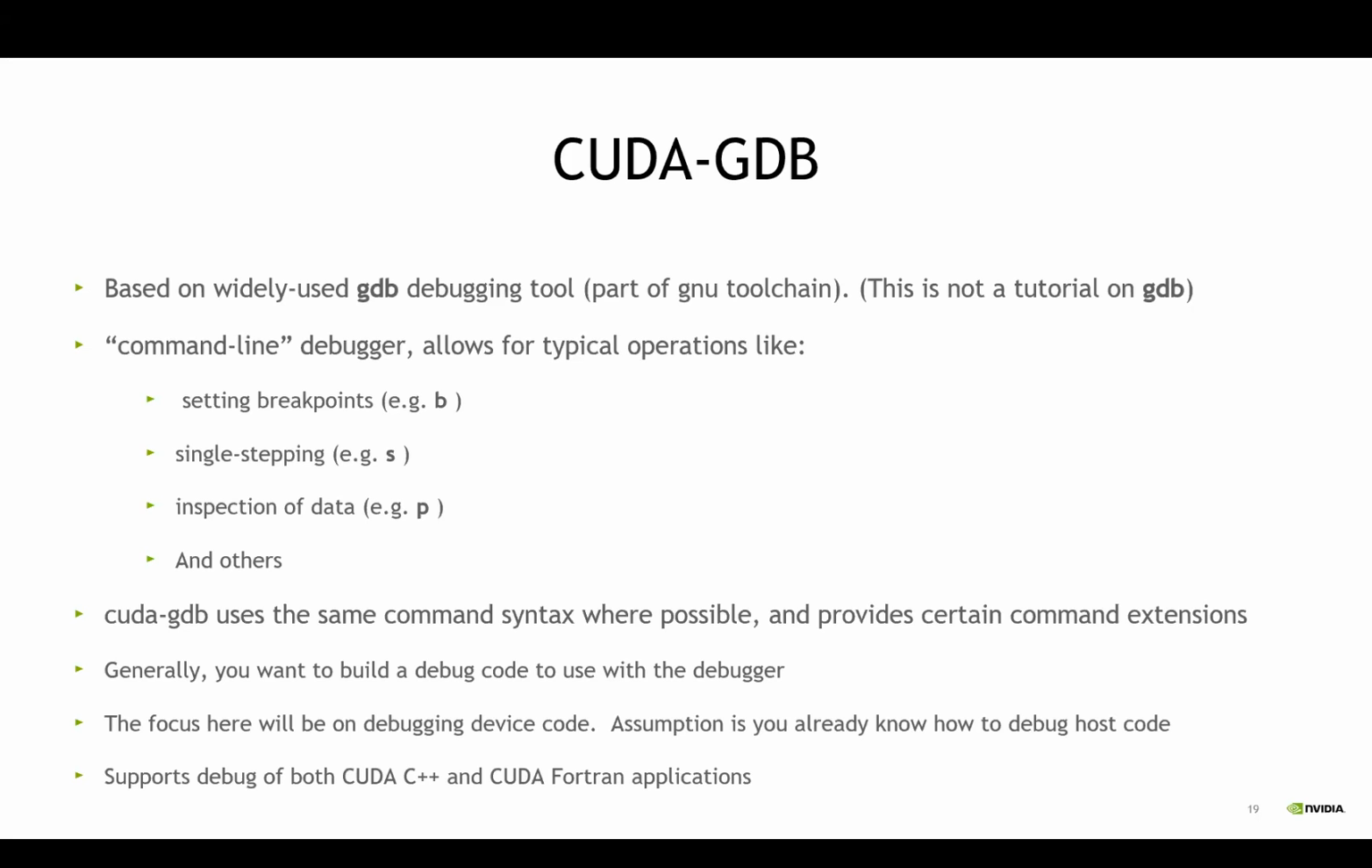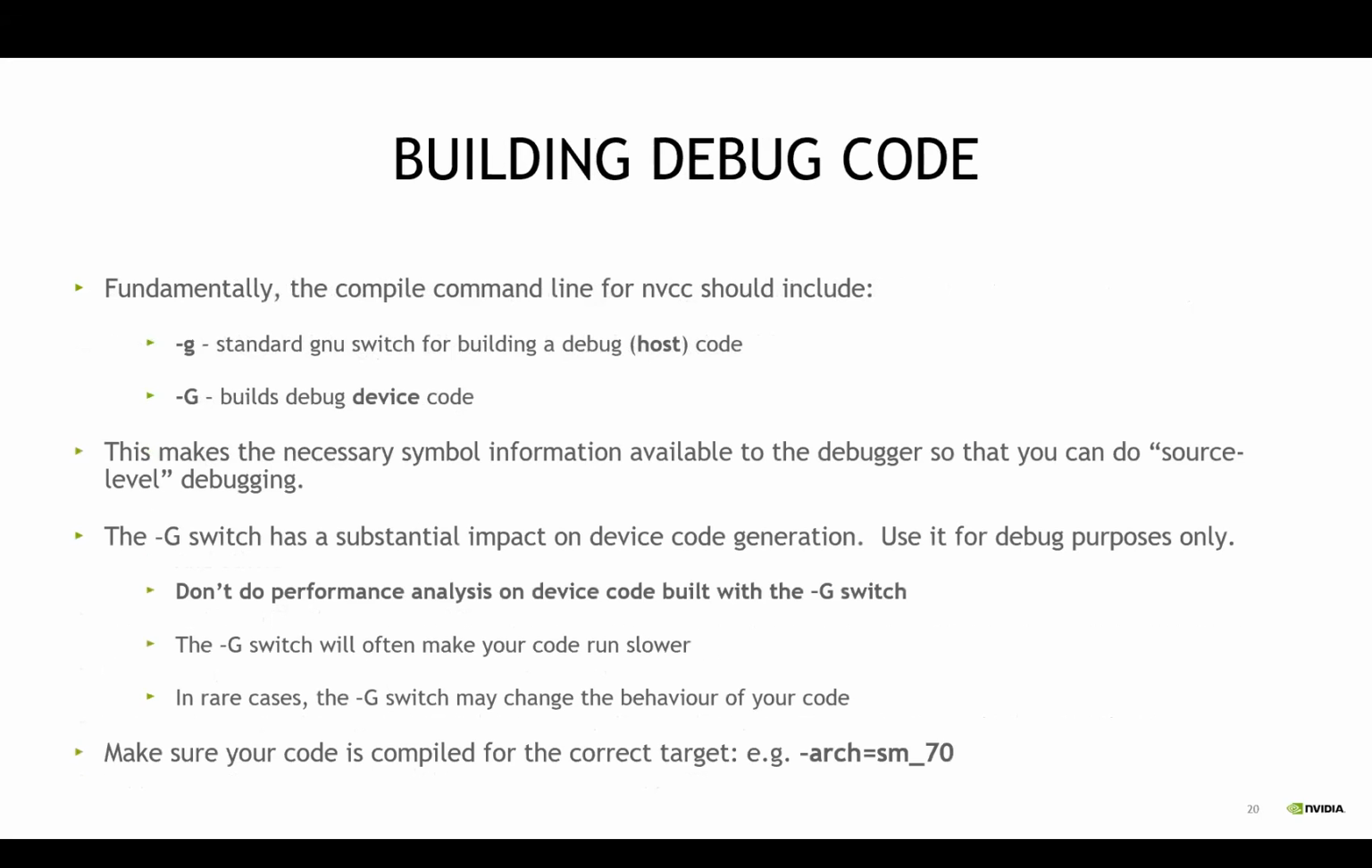It does support debug of both C++ and CUDA Fortran applications. However, there are some limitations with CUDA Fortran. I think I will mention those later. When we want to get started to debug code, the first thing we need to do is build debug code. And as I've mentioned, the -g switch is the standard GNU switch for building debug host code. And it is the same switch that you would use with NVCC as well to do the same thing. In other words, to build debug host code.